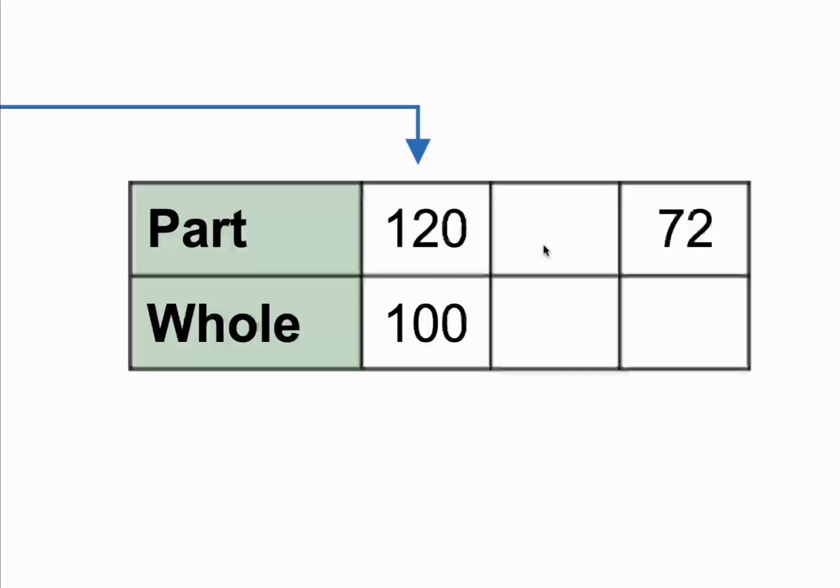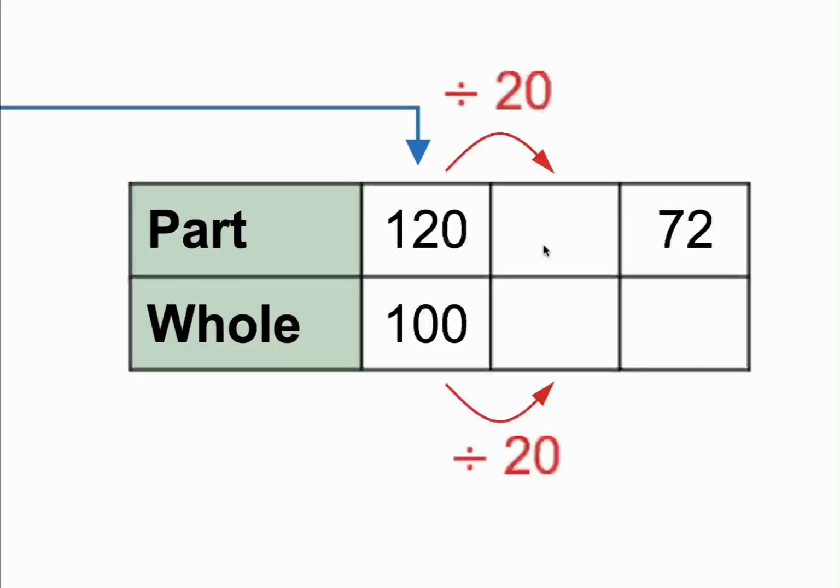Okay, how to get 6? Teacher, I'm Faris. We divide by 20. Yes, Ahmed. So we will divide by 20. So 120 divided by 20 equals 6. Now we can make the 6 into 72 by multiplying it times 12.